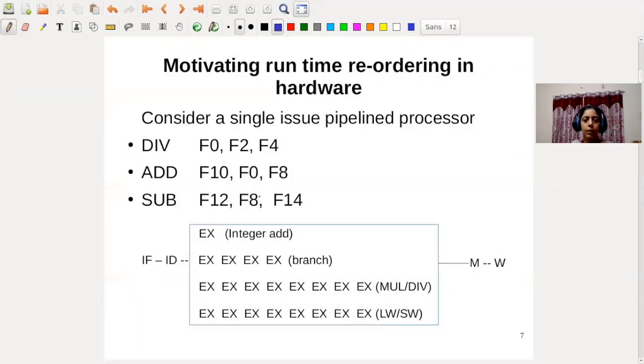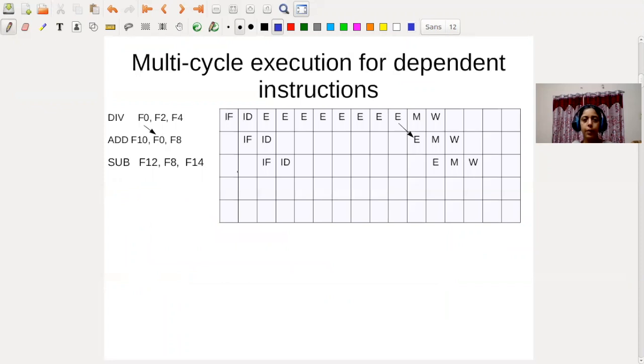Now, having gone through this particular example, let us see how it is issued on this processor. The division takes 8 cycles to execute. Now the add needs the result of div. Assuming that we have forwarding, we are going to forward F0 after the last execution stage. Therefore, the add has to stall here.